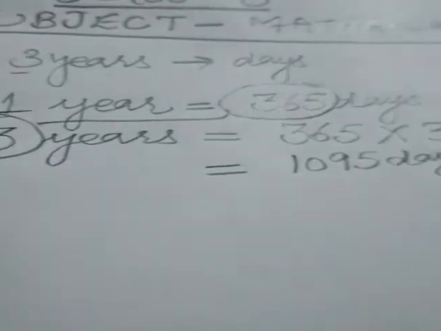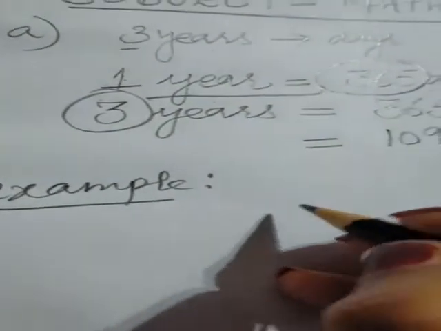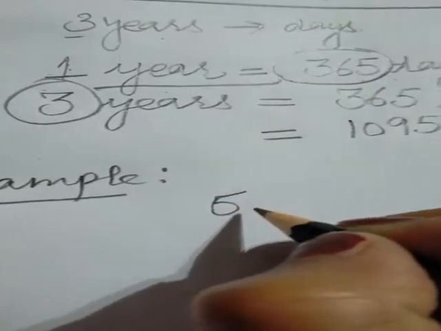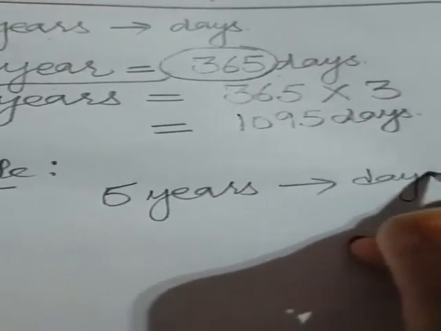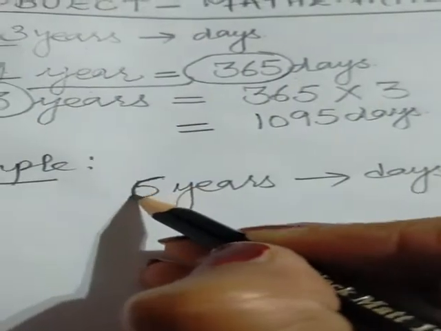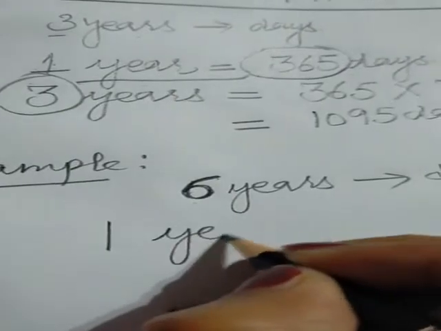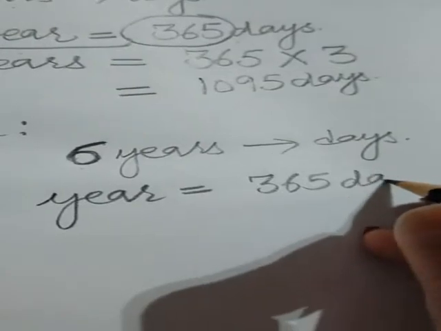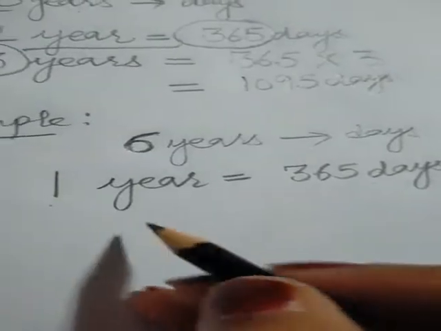Now I am going to tell you this sum again by taking one example. For example, 6 years. Convert 6 years into days. The statement is given 6 years. हमने 6 से पहले 1 पे आना है. 1 year is equal to 365 days. ये चीज़ आपने हमेशा अपने माइंड में लर्न रखनी है, याद रखनी है. 1 year is equal to 365 days.